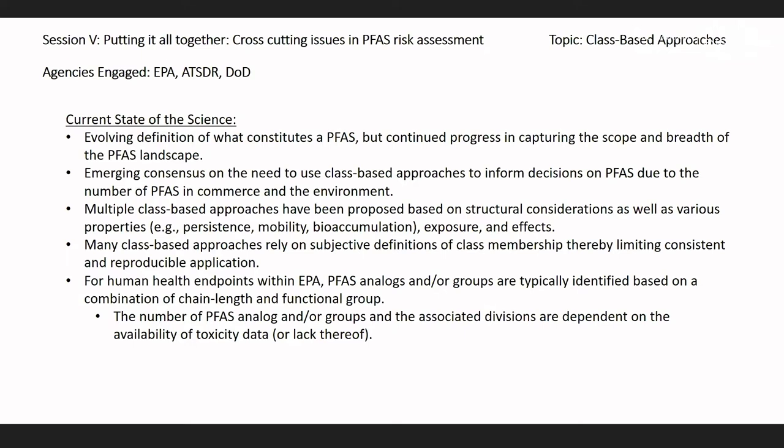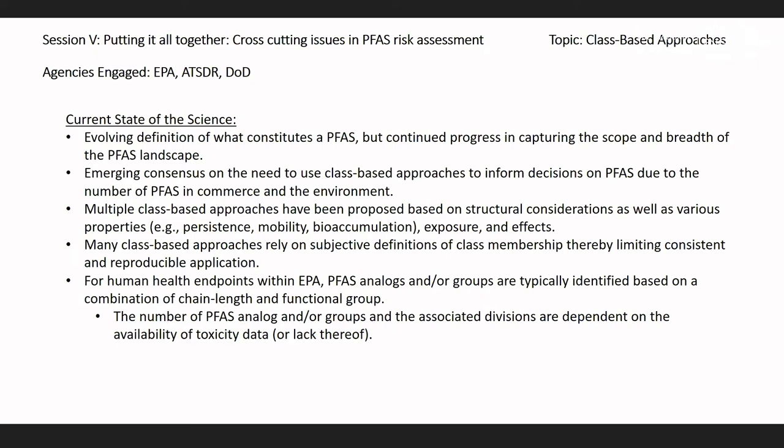Many of these class-based approaches rely on subjective definitions of class membership, thereby limiting consistent and reproducible applications. So you may have one person who puts a PFAS in one class under one circumstance, but puts it in a different class in a different context or by a different person evaluating it. So I think there's a need to define these class membership definitions more rigorously.